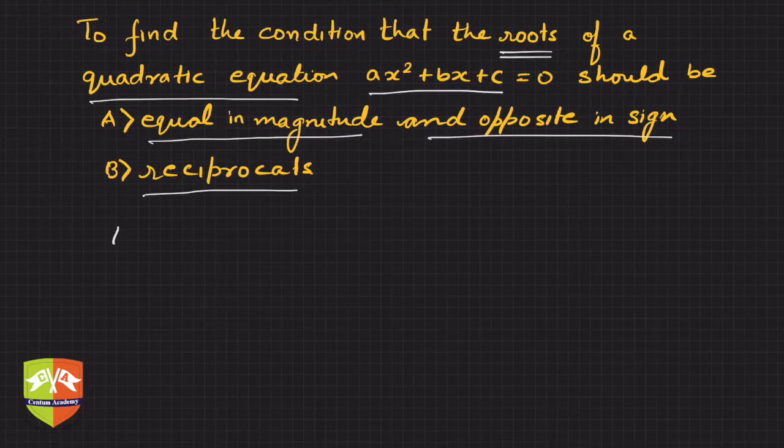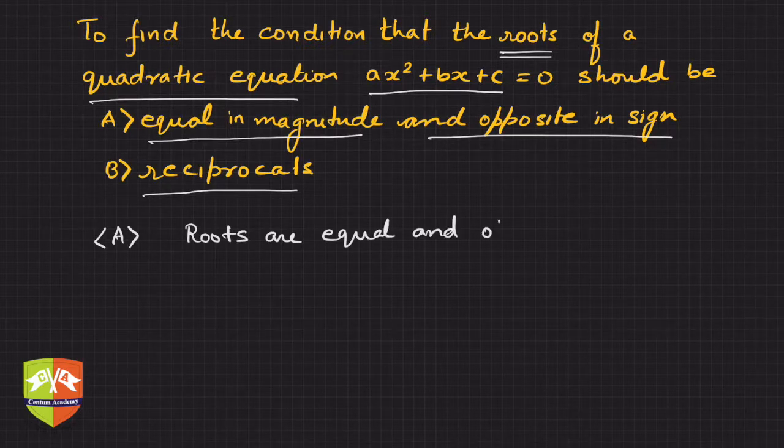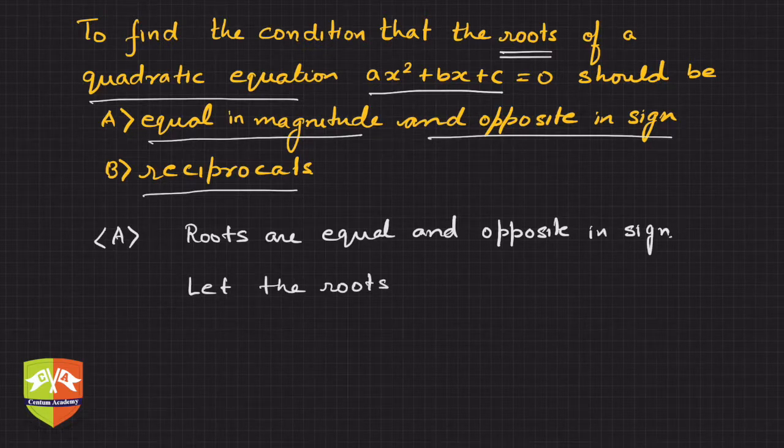So let us take up case A. Roots are equal and opposite in sign. If you see, we have learned the properties of the roots and their relation with the coefficients. So we'll use that in this case. So let the roots be alpha and minus alpha.